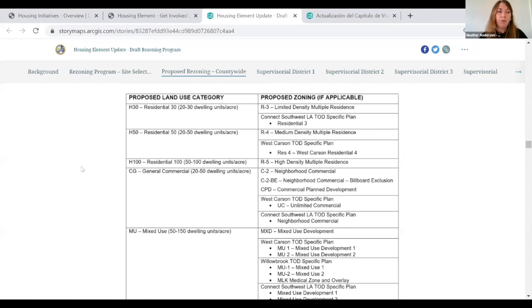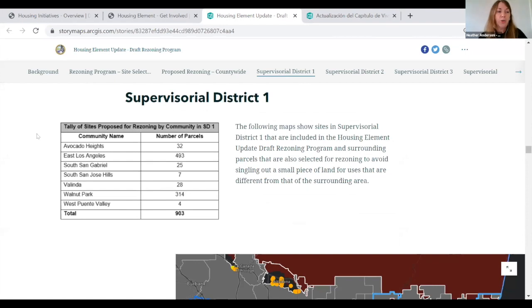To reiterate what was said before, these proposed land use and zoning categories only apply to sites that already allow multifamily housing. These categories also allow existing uses to continue. The story map also, here at the top, has tabs organized by supervisorial district. So you can click on District 1 to view the proposed additional housing opportunities in all SD1 communities. As you can see from this table, there are 493 parcels proposed for additional housing opportunities.